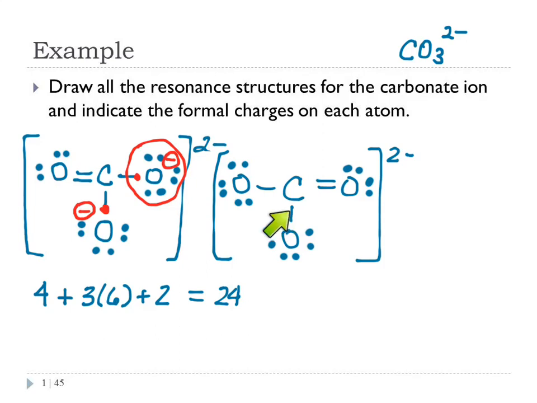Is this structure any better than this one? No, it isn't. These are actually resonance structures. The arrangement of the atoms has not changed. The only thing that's changed is the location of the double bond and the location of a lone pair of electrons. And so what we do is we say those are resonance structures, and we indicate that by drawing a double-headed arrow between the structures.